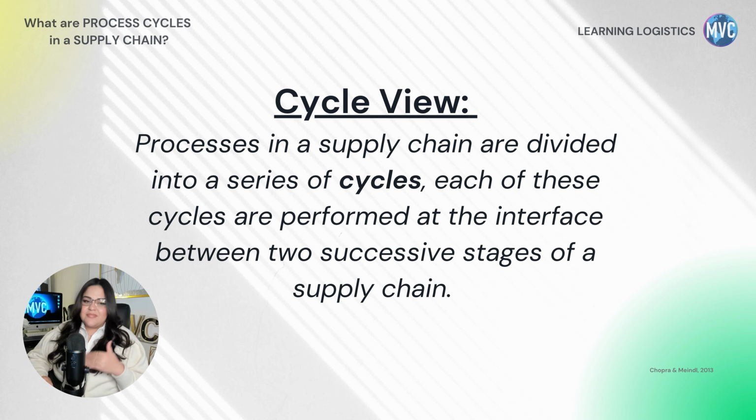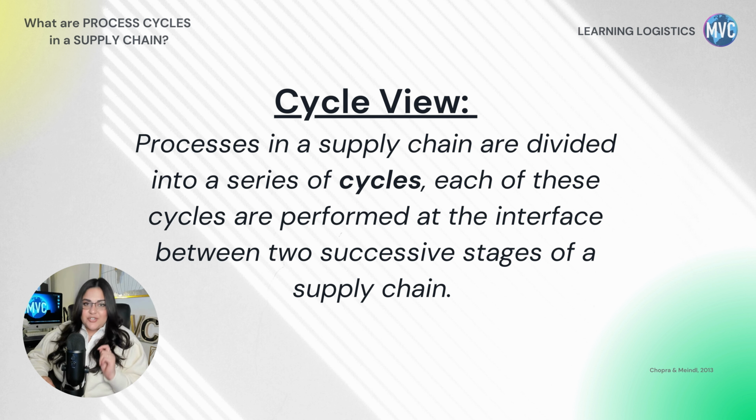The cycle view really is the processes in a supply chain that are divided into a series of cycles, each performed at the interface between 2 successive stages of a supply chain. Now, this concept is used to represent a sequence of 4 stages that go from supplier to the final customer. And as you guessed it, I'm going to talk about those in detail next.